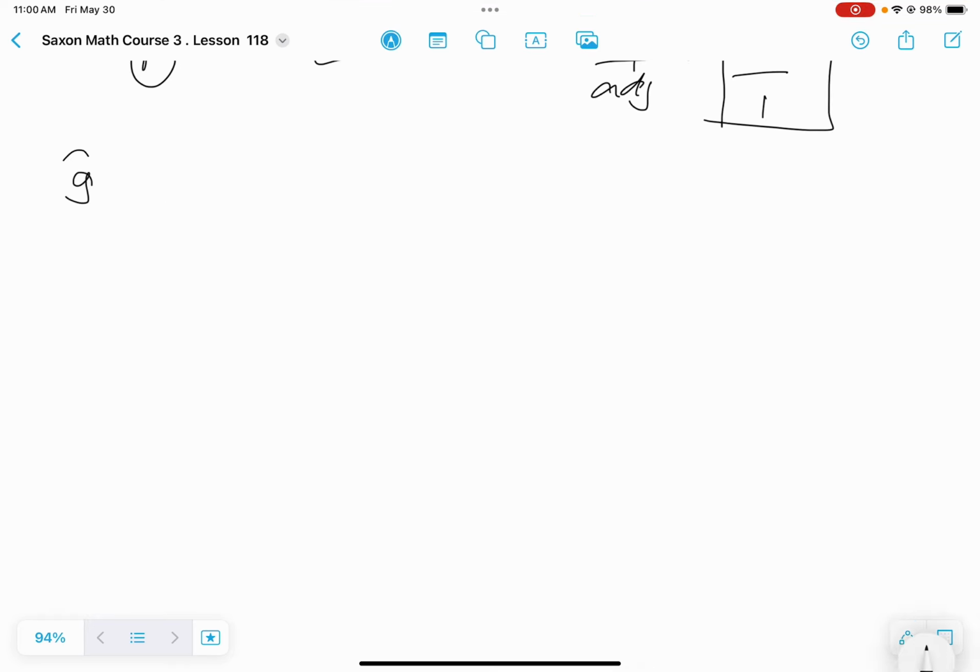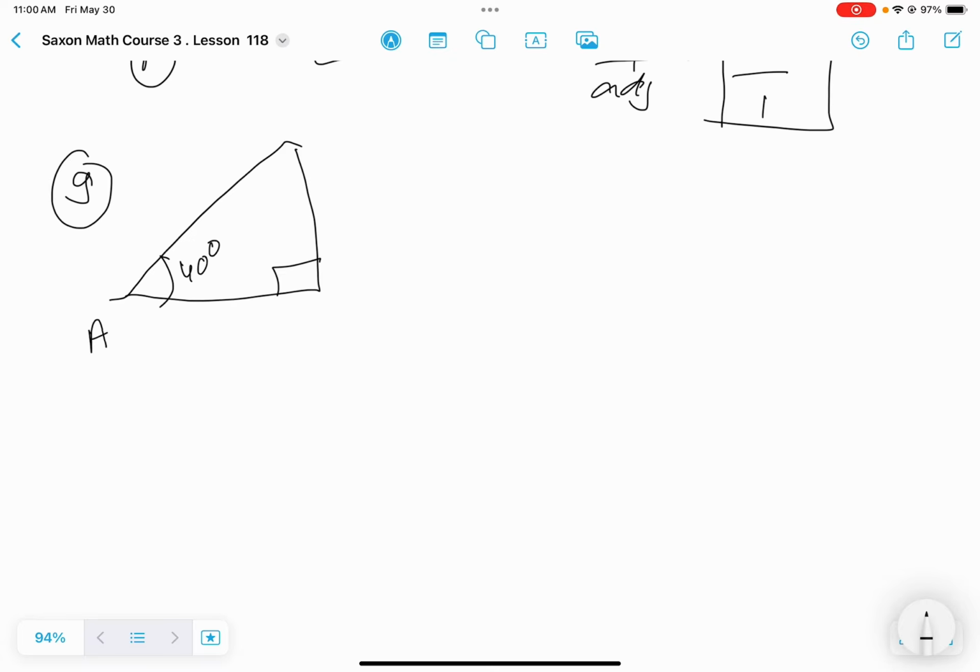Let's go to problem G. We are given a triangle again. I'm going to draw the triangle, which is a right triangle with 40 degrees, and they've given the hypotenuse, which is 1. On page 770, example 3, we have a similar problem. I'm going to do exactly the same way. In that, we have sine of A, and that's what we are supposed to find for G.